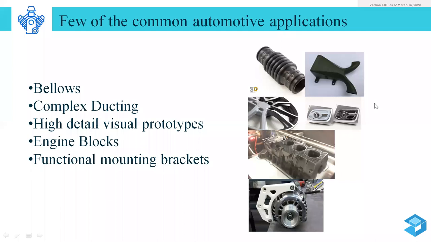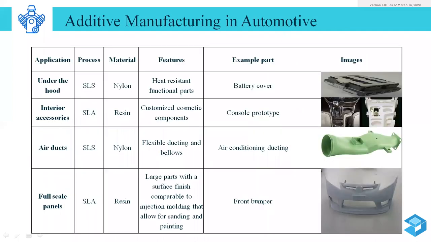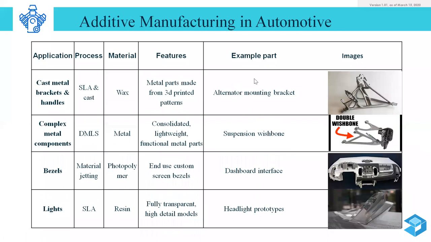Next. Now in additive manufacturing in automotives, you can see that under the hood components, some of the components can be manufactured using SLS, these battery covers, etc., be it interior accessories like this. You can see this was manufactured using SLS technology. This is how the final product looks like. So you can get an overall look and feel of the product. Air ducts, etc. You can see these air ducts. This one manufactured using 3D printing. And full scale panels like certain bumpers. We've also manufactured certain bumpers for various automotive companies, and various cast metal brackets, etc. You could manufacture using 3D printing and using SLA and various other technologies in 3D printing.